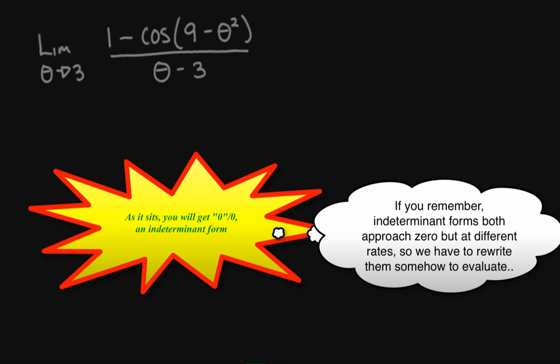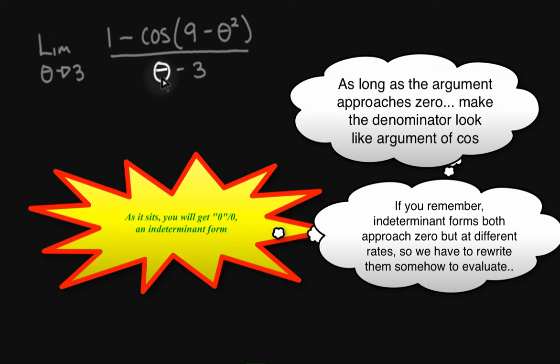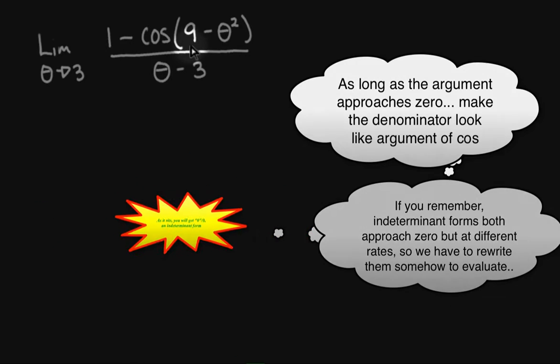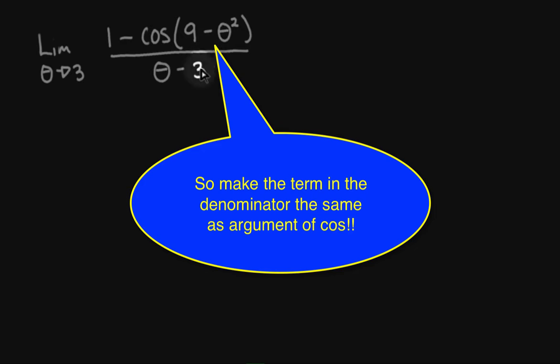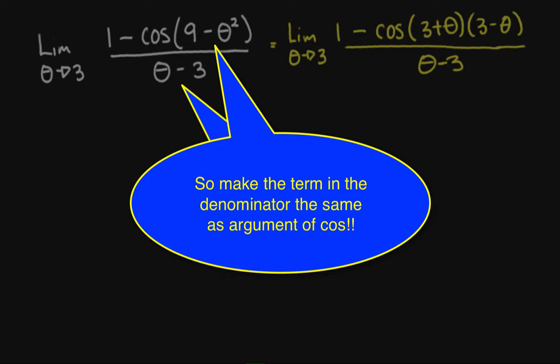If you remember, there were some trigonometric identities where we wanted to make the argument of our trig term and the denominator the same. And as long as they approach 0, which 9 minus 9 is 0 and 3 minus 3 is 0, if I can get these two to match, I can use the trigonometric identity. So the first thing I need to do is factor it out just to compare what I have up top and bottom.